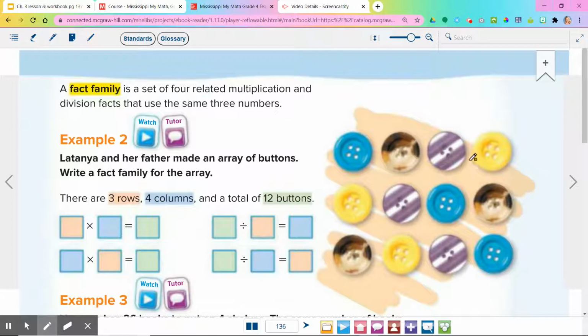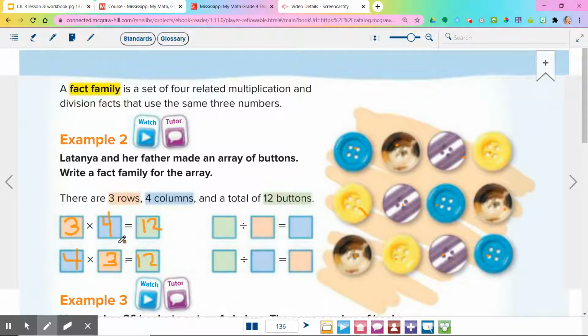So here's our array of buttons. Notice they have 4 columns and 3 rows, and we have equal amounts here. All right, so this is why we call it an array. So we're going to start off with our multiplication sentence in our fact family. We're going to say 3 rows times 4 columns equals 12 buttons. Then we're going to use the commutative property of multiplication and say that if 3 times 4 is 12, then 4 times 3 is also 12.